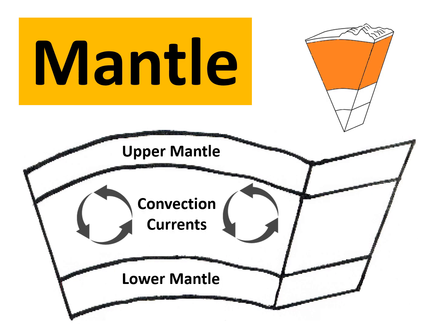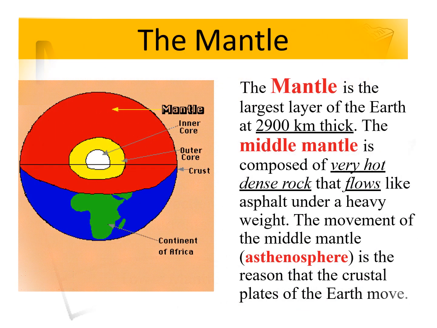Let's try to find out more about the mantle. Let me just read the information about your mantle. It is the largest layer of the Earth, which is around 2,900 kilometers thick. Basically, your mantle is very hot, dense rock that flows like asphalt under heavy weight. This is where you find the convection that is responsible for the plate movement on your crust. If you're going to compare your mantle to an apple, this is the white part of your apple.